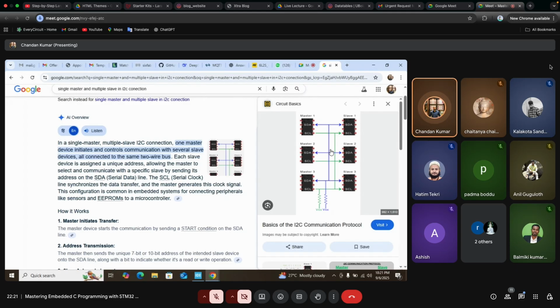So in this example, what's happening? There are 3 masters and 3 slaves: master 1, master 2, master 3, slave 1, slave 2, and slave 3. Now, what's happening here? Can anyone explain to me?